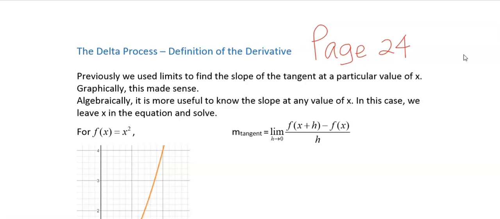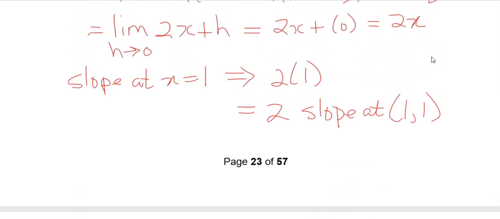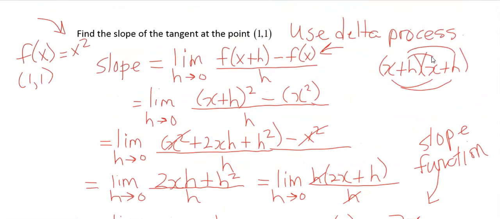This lesson begins on page 24. We're going to continue using the delta process to find the derivative or the slope function of any other function, so that we can calculate the slope of a tangent line of a curve at any point. Now, you will recall that we left off in the last video right here.